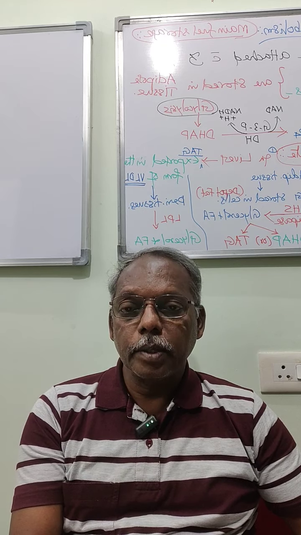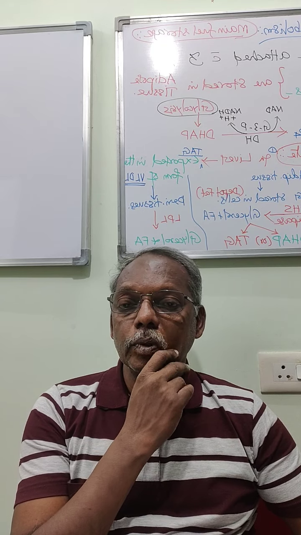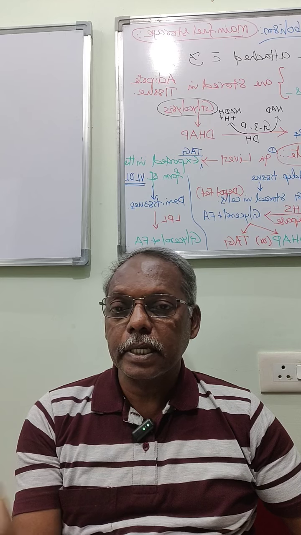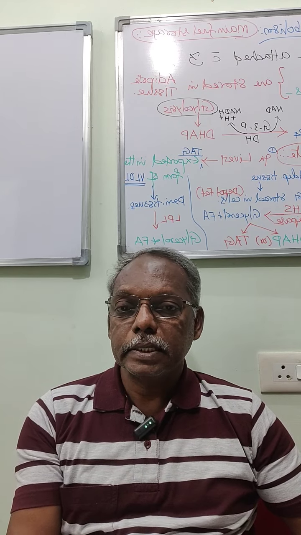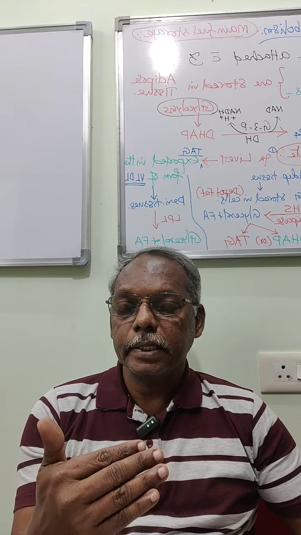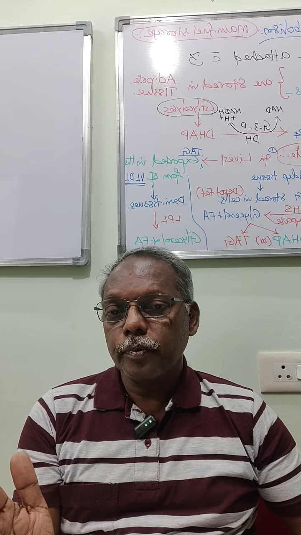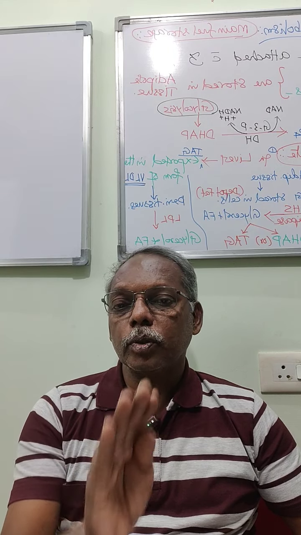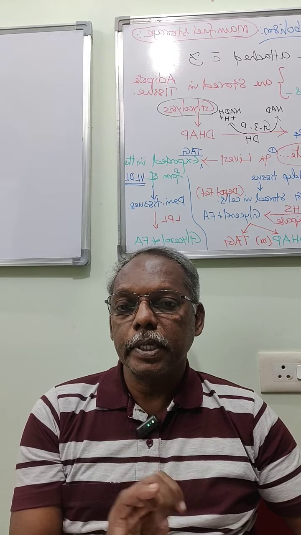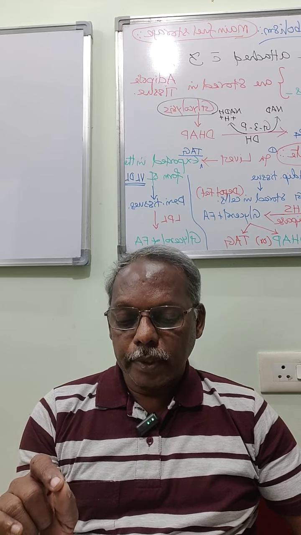Second one is covalent modification. You know the meaning of covalent, that is either phosphorylation or dephosphorylation, acetylation, methylation like that. One group will stimulate the pathway, one group will inhibit the pathway. That is the meaning of covalent modification.